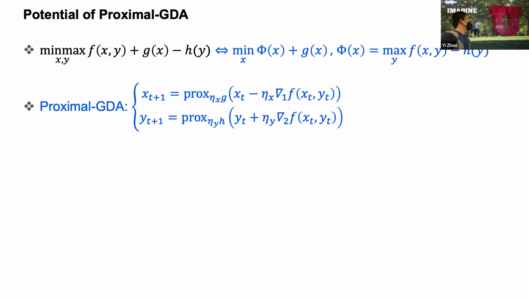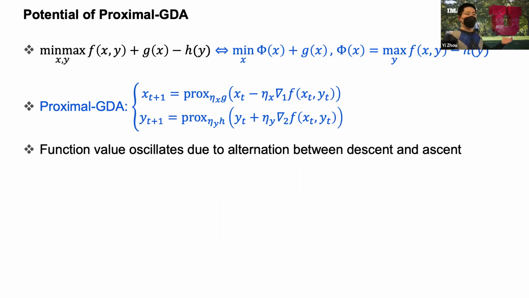Now, let's go back to this minimax optimization problem. First of all, because we are dealing with min and max here, and in particular, in the algorithm, we are doing gradient descent and gradient ascent, the value of this objective function will apparently oscillate, because we are alternating between a descent step and an ascent step. So it is not clear if we can find a similar potential function for these minimax problems.